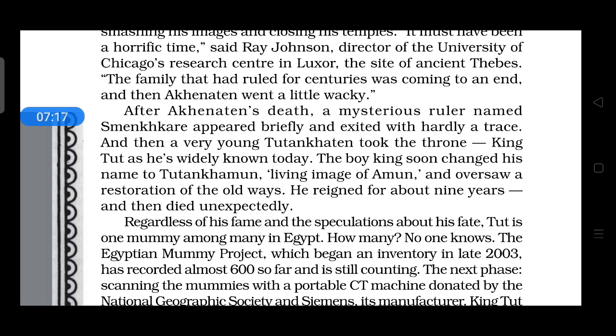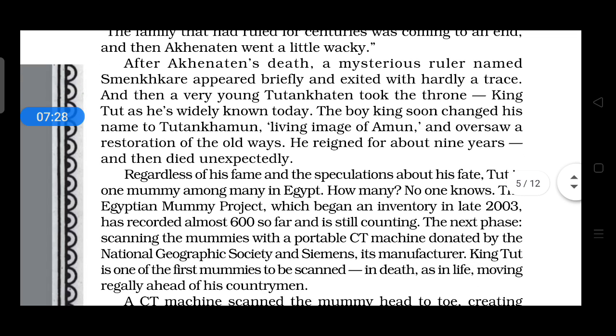So that's the mystery, how he died. Many of them are saying that probably it was murder. That is why they are doing the CT scan, to get the actual data. We will see what kind of data we will get.